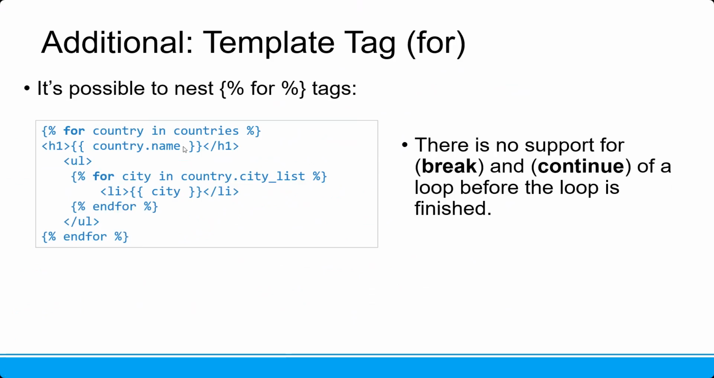For loops, it is possible if you want to have a nested one. So we already see the nested loop. We have for, and we have another for.